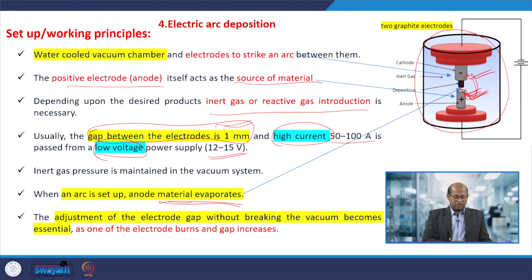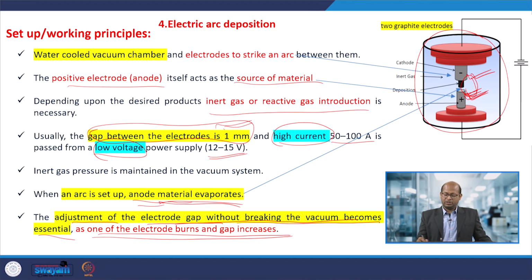The anode will evaporate gradually with time, and the anode material size will decrease. Then the electrode gap is adjusted without breaking the vacuum, as one electrode's gap increases. So the system will be like that: this graphite electrode gradually decays by evaporation, so the gap will increase, and then again there is some adjustment process.